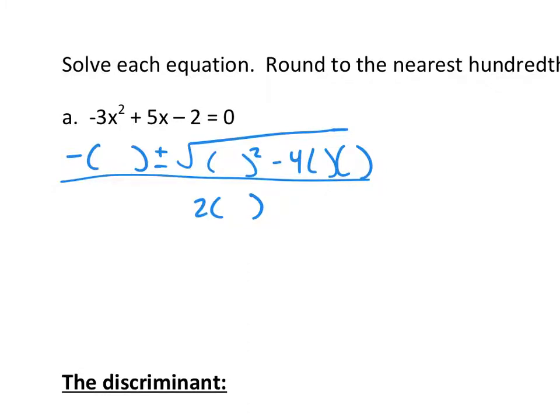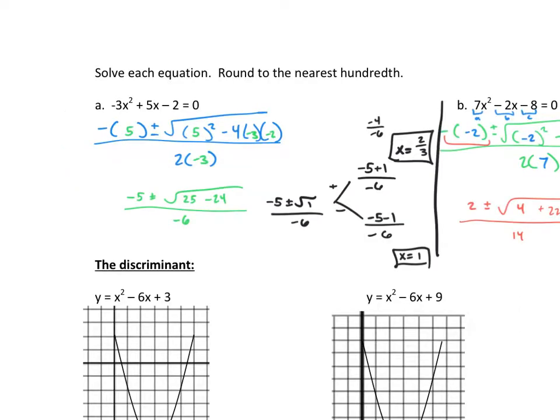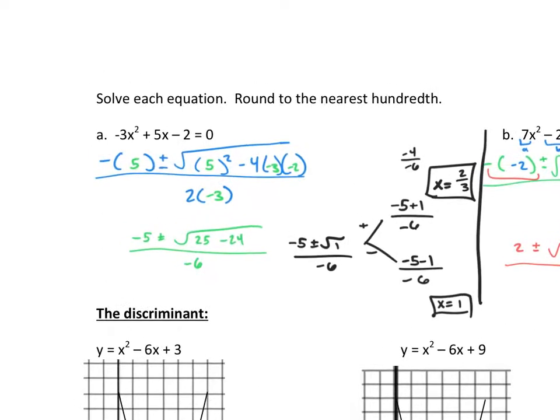And when you push play again, you will have my work shown out to find the correct answer. So when you solve this one out correctly, you should get a value of 2/3 and another answer of 1. And you can re-pause here and take a look at the steps to see where maybe you went right or wrong, but make sure that you're able to reach the correct answers of 2/3 and 1.